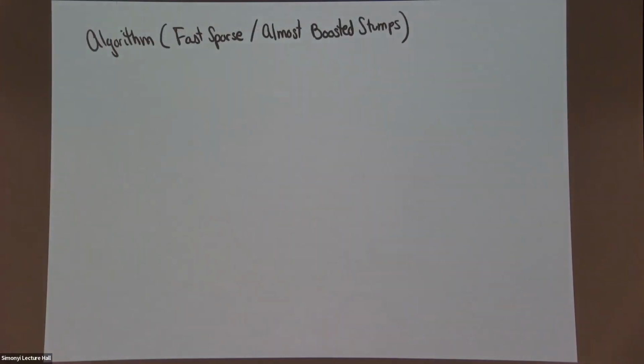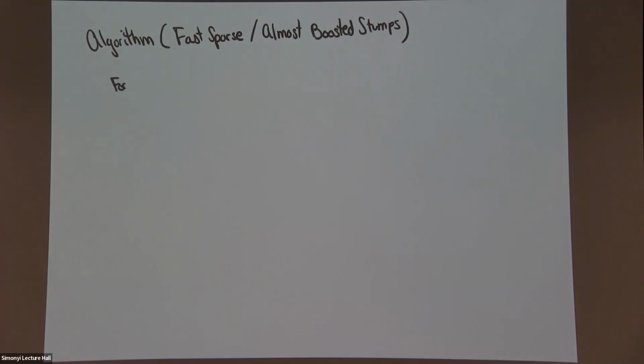Okay. I'm going to call it FastSparse, but I'm also going to point out that this is almost the same thing as boosted stumps, which is an older algorithm from the mid-90s. The only difference is the L0 term. Boosted stumps doesn't have an L0; it doesn't use sparsity. FastSparse is the one that does the sparsity.